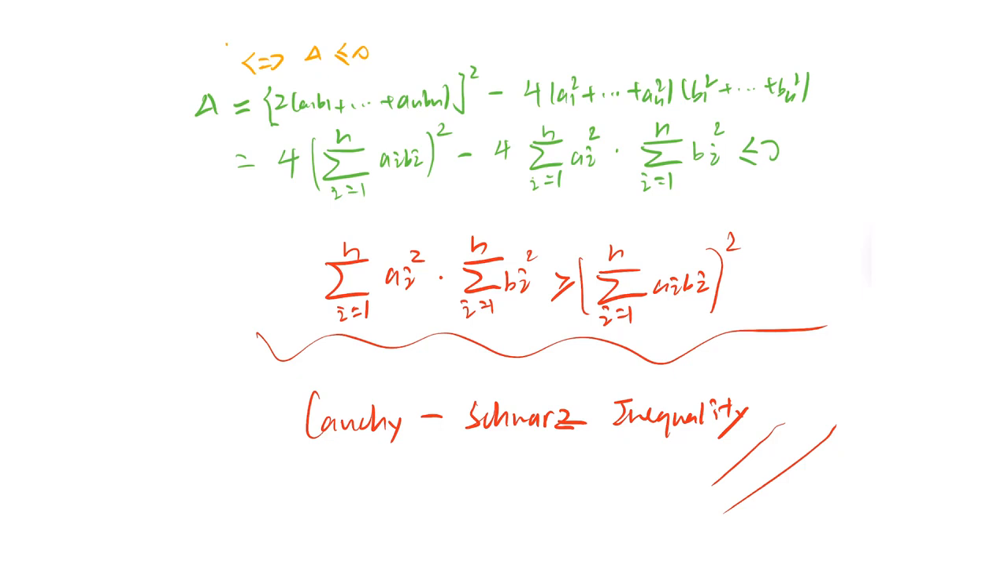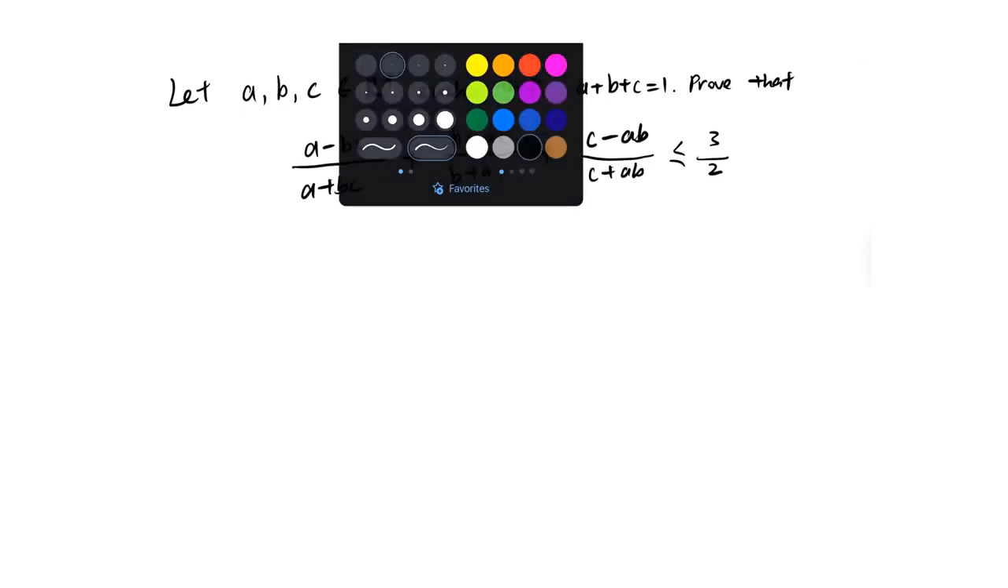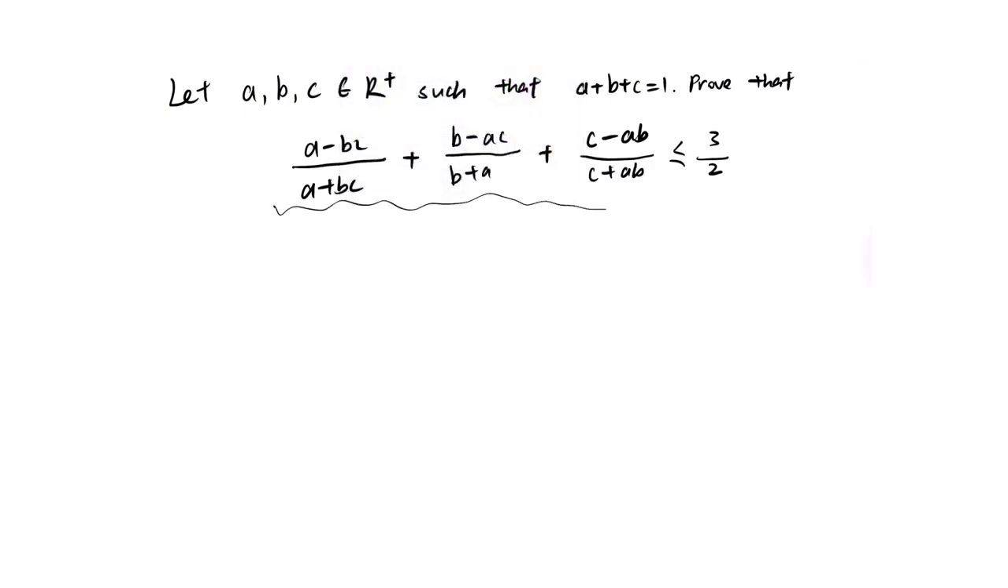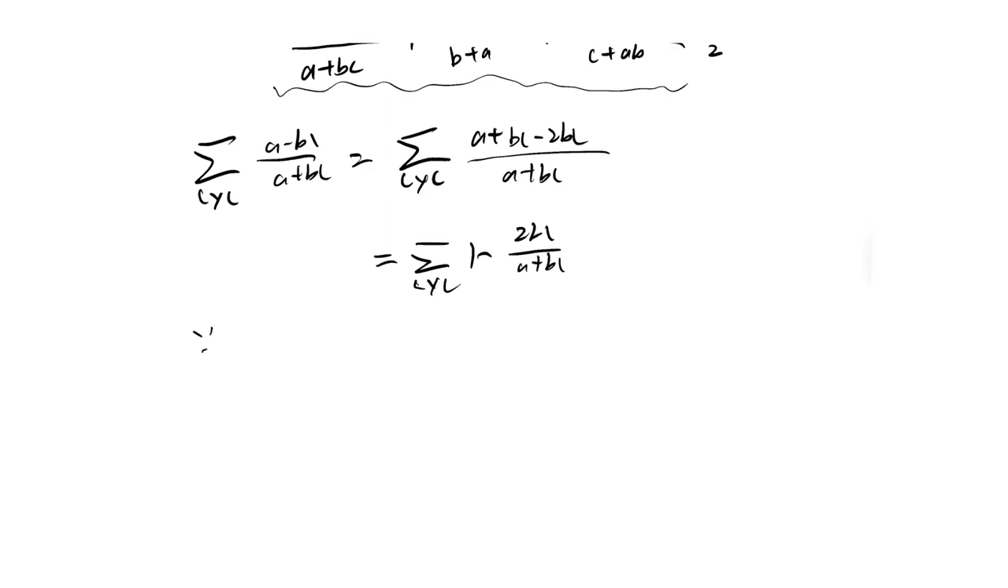And now, how do we apply this to our problem? So let's get back to the question and take a look. First of all, when I see this very interesting expression, I want to convert it into something like this. So our expression will be converted to (a plus bc minus 2bc) over (a plus bc), and we'll have 1 minus 2bc over (a plus bc), and note that a plus b plus c equals 1.